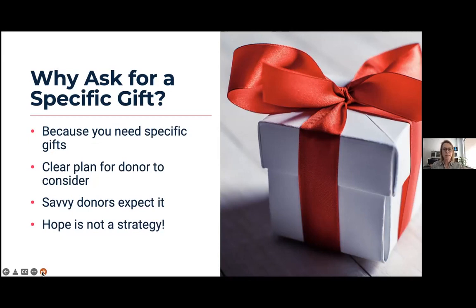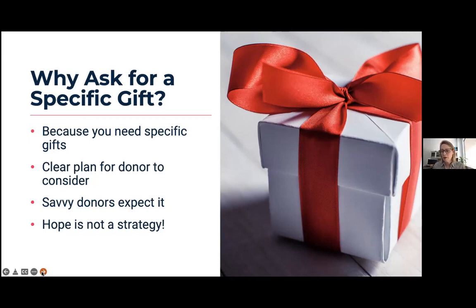Savvy donors expect this. So if you're talking to donors that are philanthropic in other places and have given larger gifts to other places, they're probably used to a request that's very specific, and it gives them something to react to. It doesn't mean that they're going to do exactly what you ask. And in my experience, there's almost never a negative reaction to this, or that you're asking for too much or not enough. But they appreciate that you've given them something specific in the form of a proposal or some other request, and they can think about it, and now they've got something to react to.